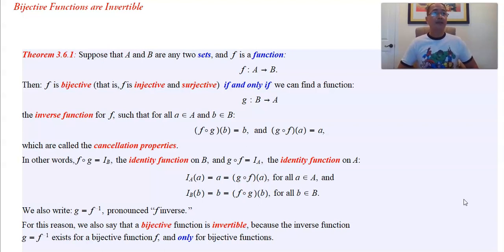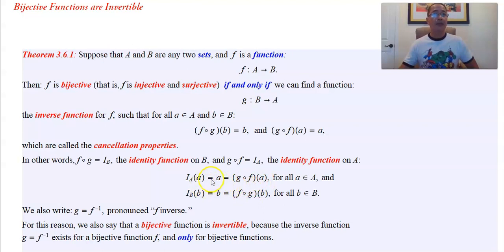So another way to say it is that f composed with g is I sub B, the identity function on B, and g composed with f is I sub A, the identity function on A. And just like when we define the identity transformations on our Euclidean spaces, the identity function on a set does essentially the same thing. If you input a into the identity function on A, you will also output a. So that is what we get if you input a into g composed f.